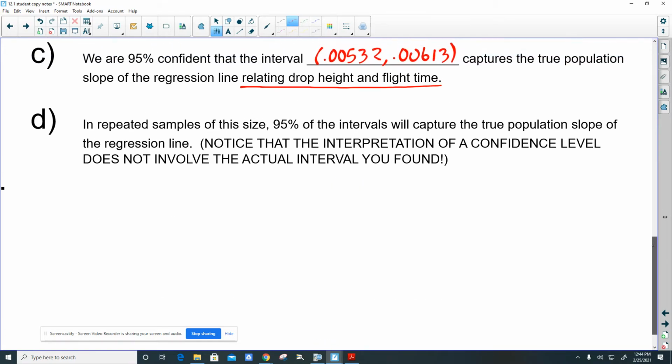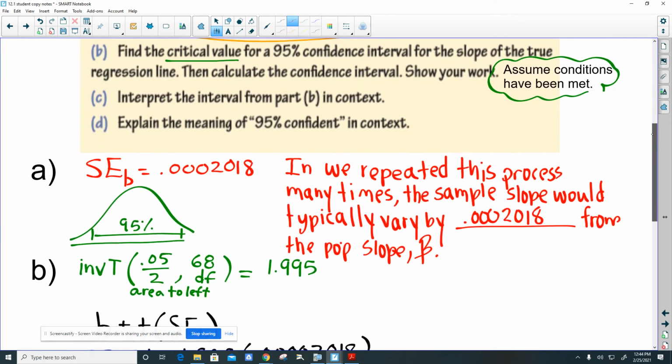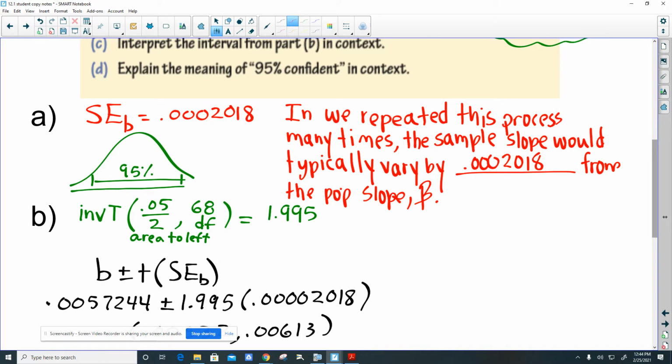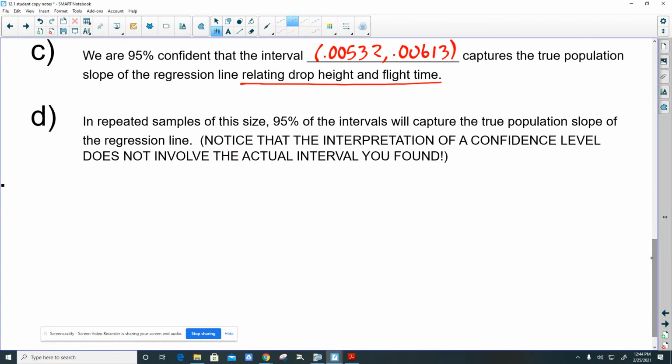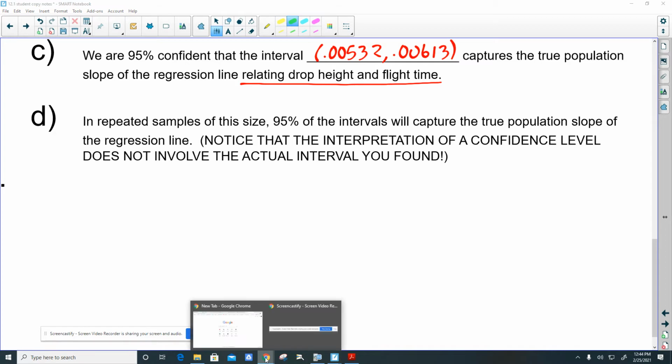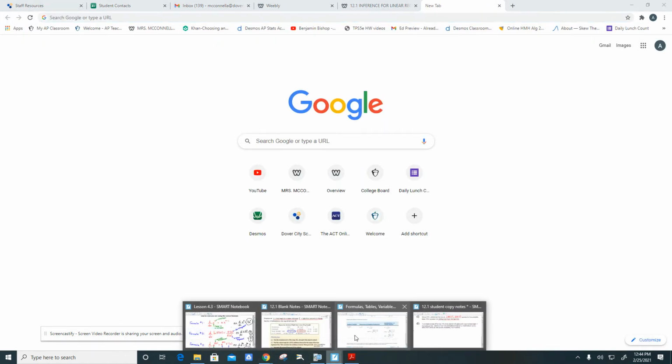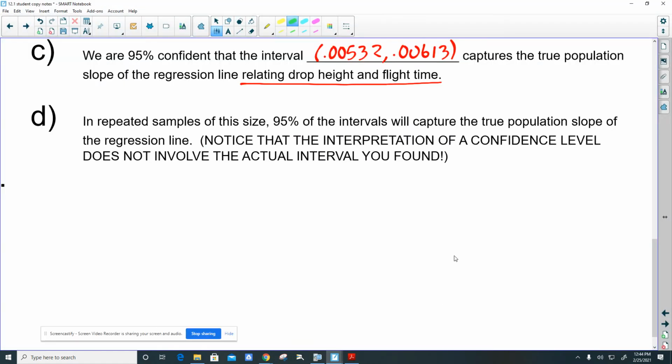And then part D, which I have filled in here, it just says explain the meaning of being 95% confident in context. What they're really asking for here on part D is they're asking you to explain what we mean by the confidence level. They want to know what we mean by that. And so I want you to know this. In this answer, there is no mention of the actual interval.